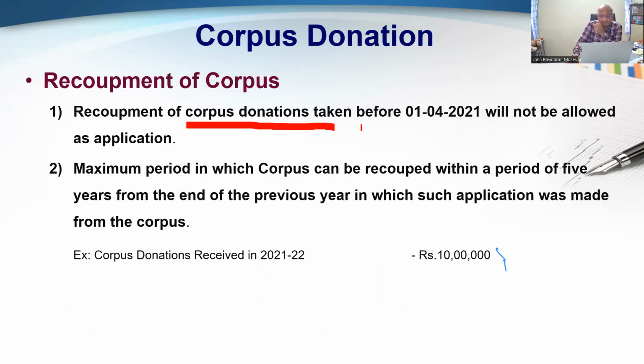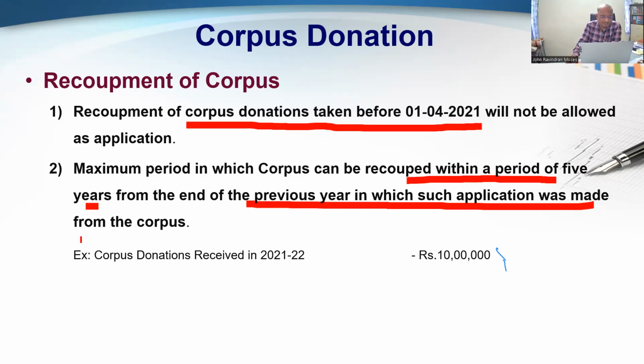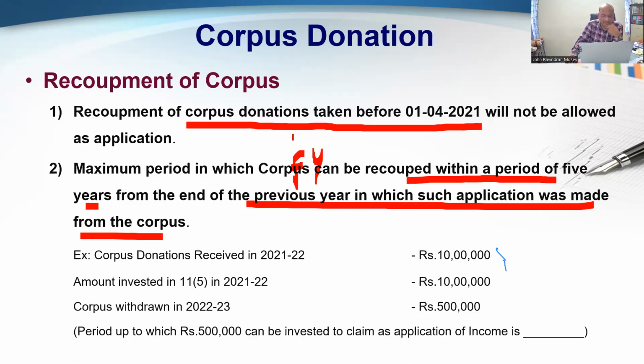If you have taken corpus before 1/4/2021, okay, right? Now you want to recoup that. If you have taken corpus before 1/4/2021 and you are withdrawing and then recouping that, it's not allowed to you. And they also say the maximum period of recoupment is only 5 years from the end of the previous year in which application was made from the corpus. Previous year, for our understanding, is the financial year. From the end of the financial year in which you have applied from the corpus. Okay, right? So I think this is what I want to tell you. I hope you understand what it is.